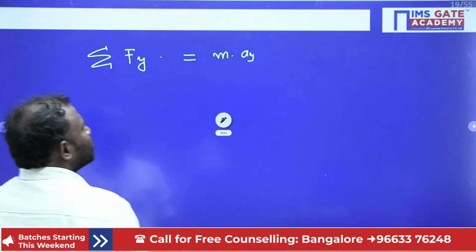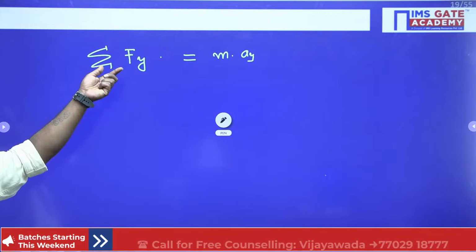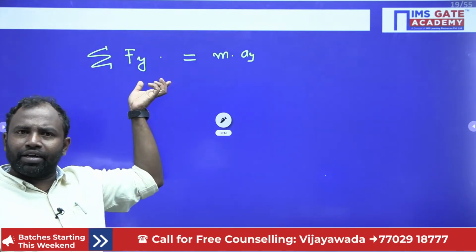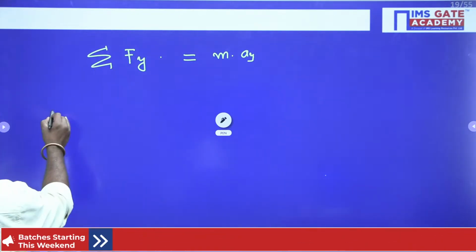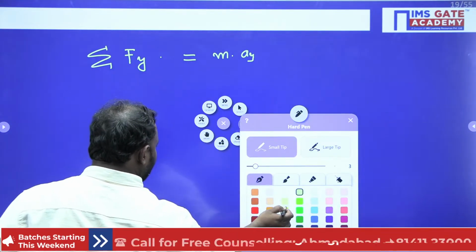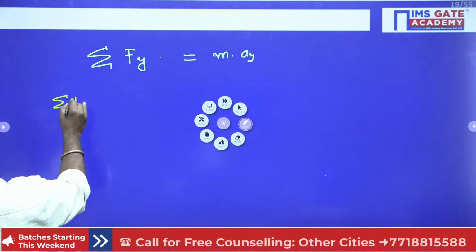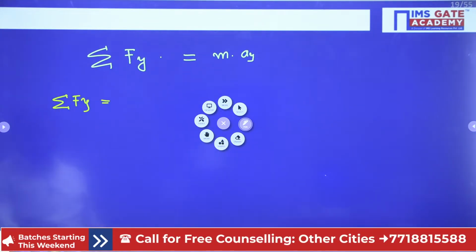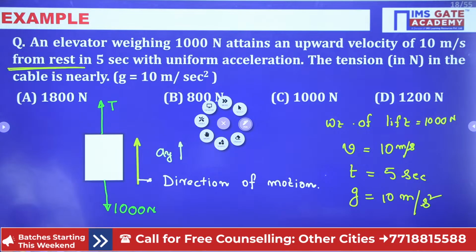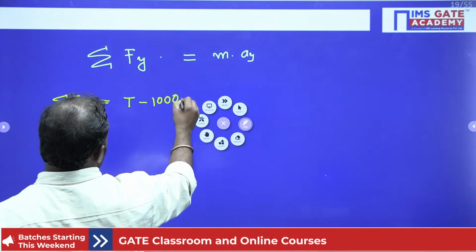Now here, we don't know the acceleration, right? So net force we have to find. First we'll find the net force. Now net force Fy is equal to, here how can we write? Upward you take T minus 1000 newtons, that's it. T minus 1000 newtons. All right.